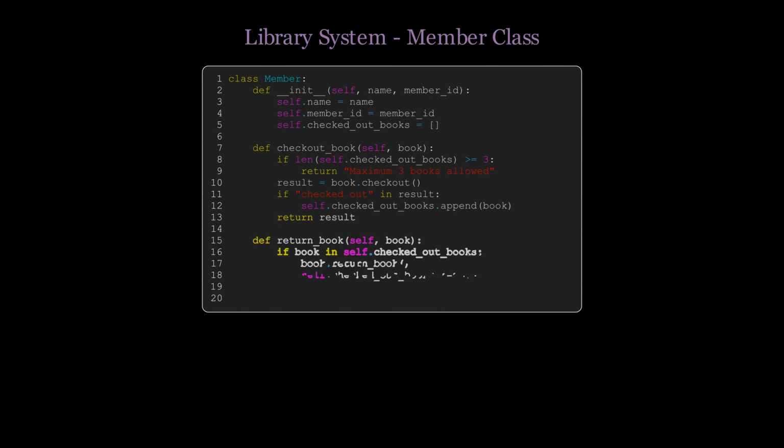Now let's create a Member class representing library members who can borrow books. The Member class has a name, ID, and list of checked out books. checkout_book enforces a 3-book limit and adds books to the member's list. return_book removes books from the list and updates book status. This demonstrates managing relationships between objects.